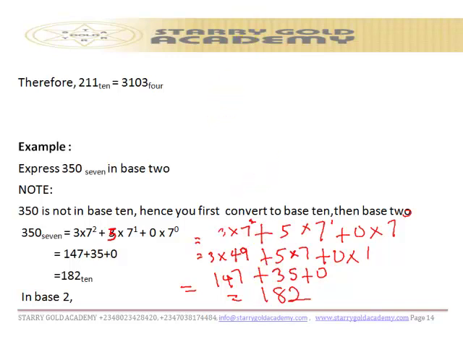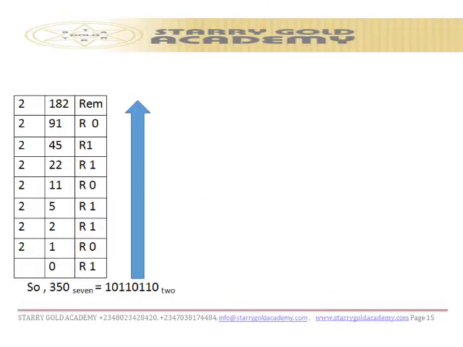So what do you do next when you convert to base 10? Now you can do what the question wants you to do. It wants you to convert to base 2. So the whole idea is that to convert a number that is not in base 10 to another base, you must first convert to base 10, then convert to the base you are being required to. So now let's convert the 182 that was gotten from 350 base 7. You want to convert that 182 to base 2.